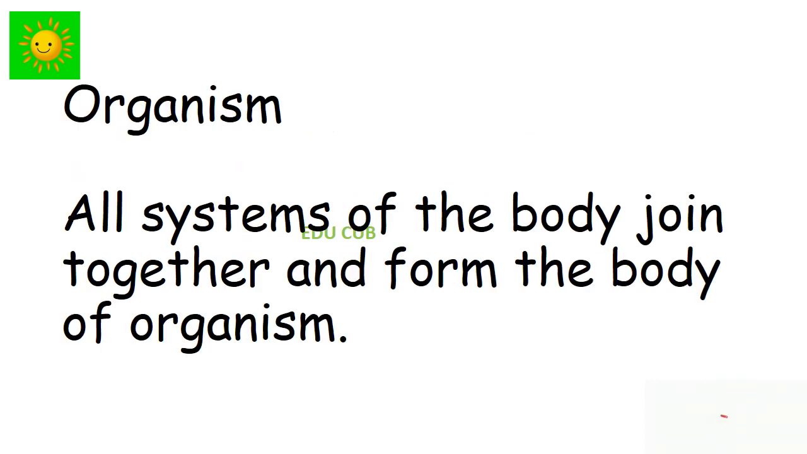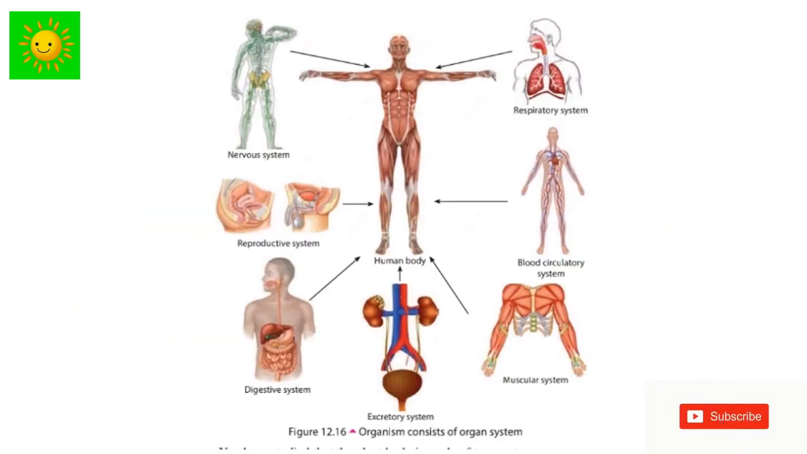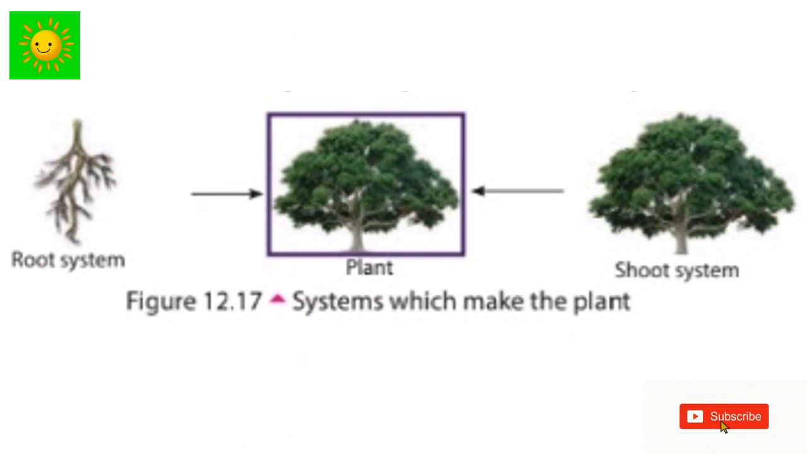When we talk about an organism, an organism is all the systems of the body joined together to form the body of the organism. This is the organ system of the human body. You can see the systems of a plant, root system and shoot system, get together, it's a plant.